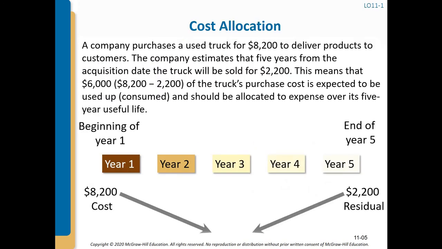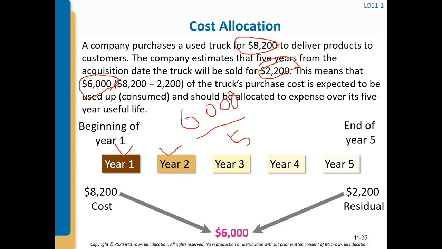And let's have another example. The cost of the truck is 8,200, and the salvage value at the end of the 5 years life is 2,200. So the remaining $6,000 will be allocated over the useful life, meaning over the 5 years. So this 6,000 will be divided by 5. This is for the straight line method of depreciation. So every year we will be allocating $1,200 over the useful life of the asset.